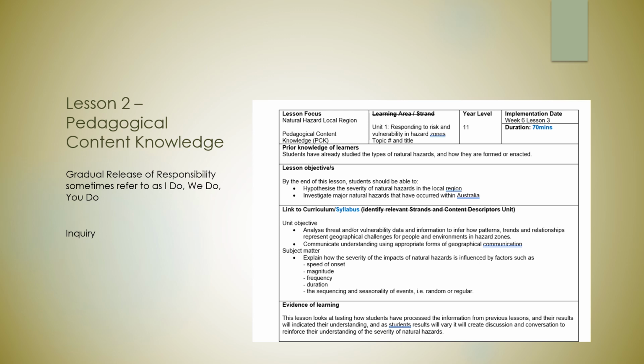Lesson 2, Pedagogical Content Knowledge. The lesson focuses on two different pedagogies that relate to geography. The first being gradual release of responsibility, sometimes referred to as I do, we do, you do, and the second one is inquiry.